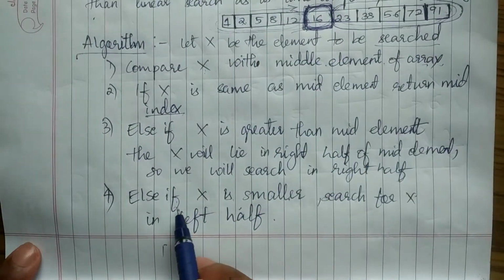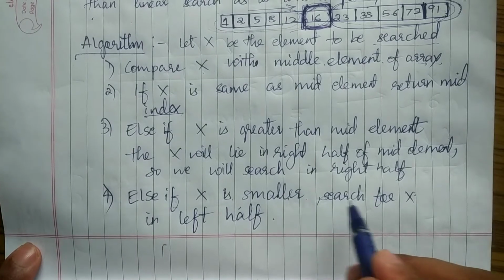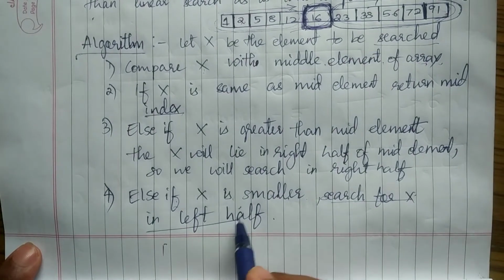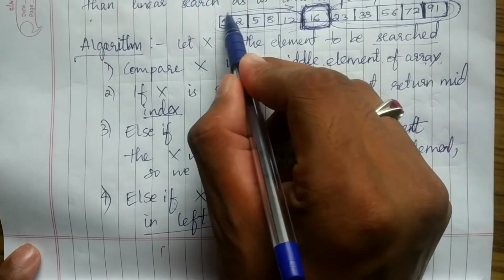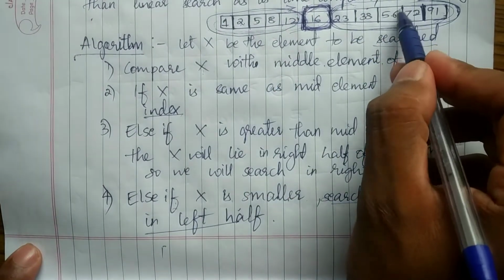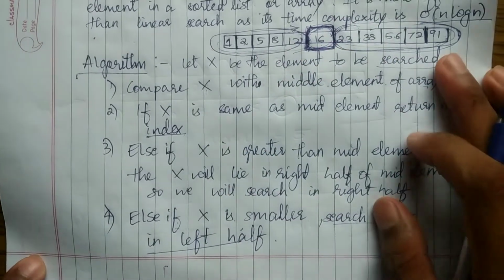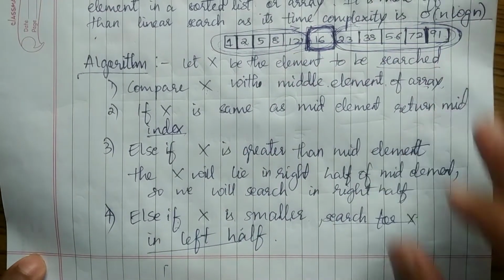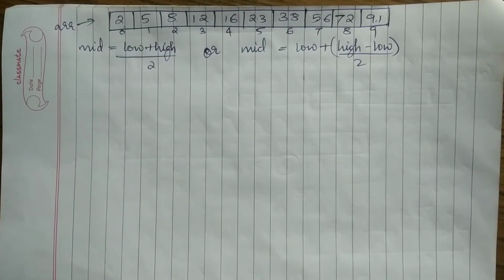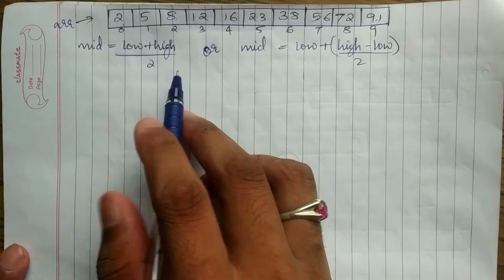And else if x is smaller than the mid element, we will search x in the left half and ignore the right half. Like this, we will search recursively. Let's take an example and see how binary search works.